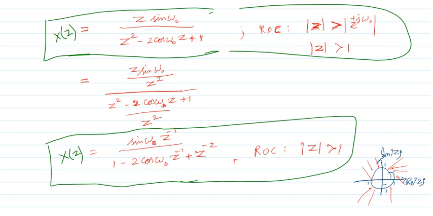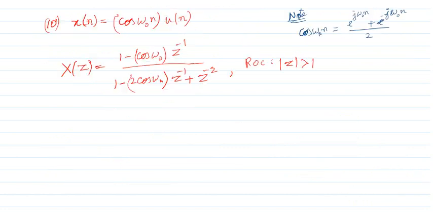ROC is greater than 1. So if you look at this, say ROC is greater than 1, this is the unit circle. These red lines indicate outside the unit circle, greater than 1. Now I request you to solve cos omega naught n.